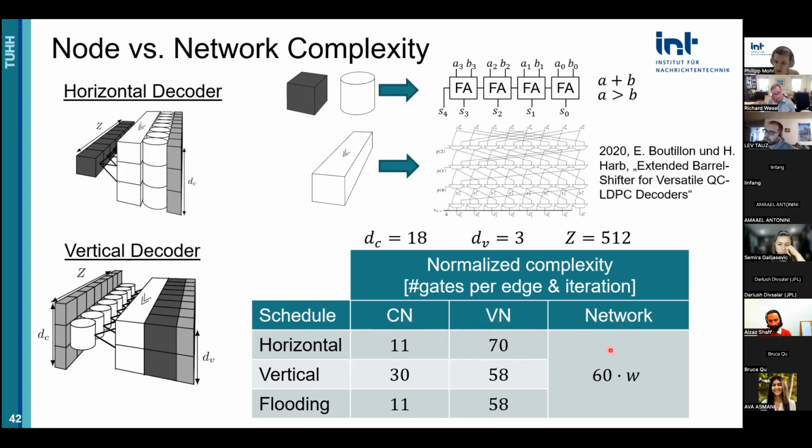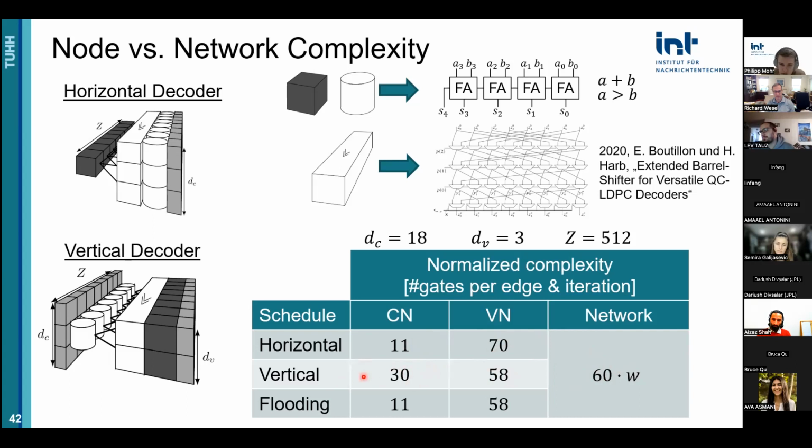And for the network, we see that the complexity scales with the bit width. So if we have more bits to exchange, we need more barrel shifting operations. And if we have, for example, a bit width of 3, which is necessary to achieve good performance, we see that the network actually consumes most of the part of the resources.